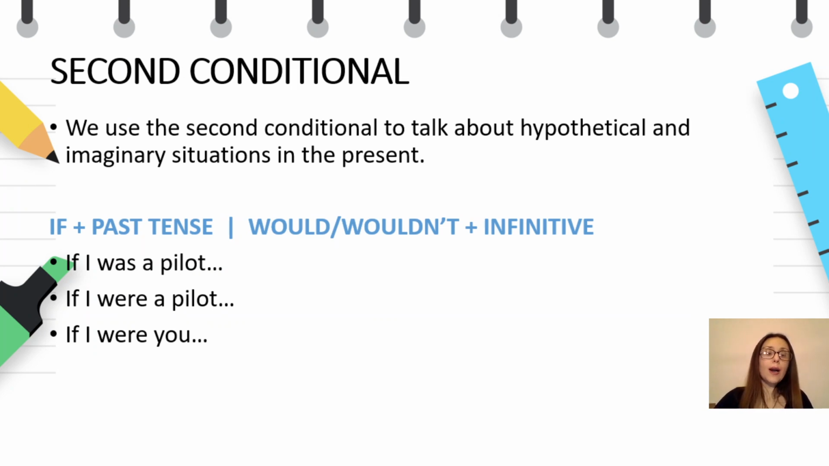When we use I, he, she, or it in a sentence, we can either use was or were, and we can say, if I was a pilot, or if I were a pilot. Were is more formal and is often used in writing. An exception to this is if I were you, where, in this case, we cannot use was.